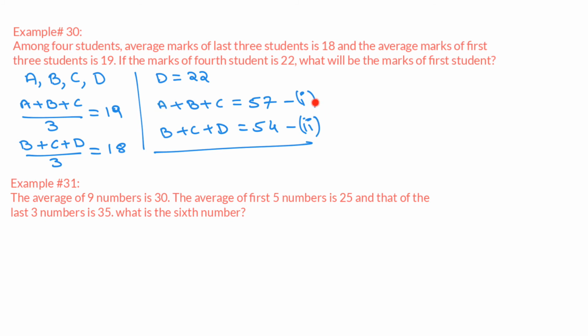If I go for a subtraction between 1 and 2, that is 1 minus 2, then B and C can be removed. If I take 1 minus 2, that would be equal to A minus D, which is equal to 57 minus 54, that's value is 3. As we know the value of D, A is equal to 3 plus the value of D, 22. So that is equal to 25.